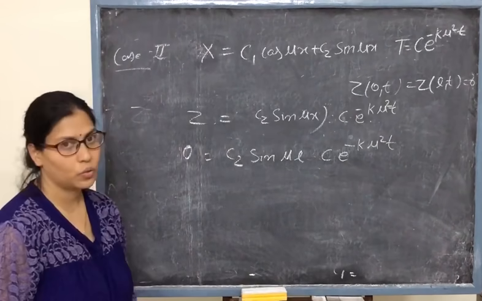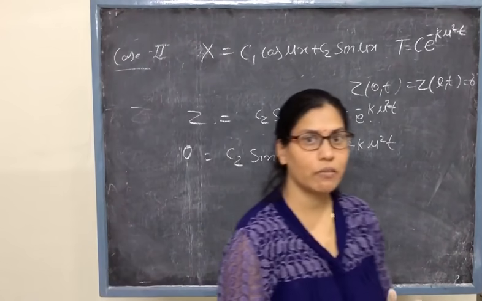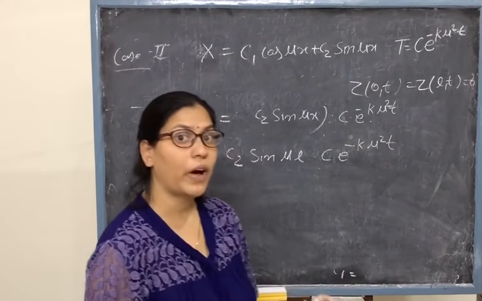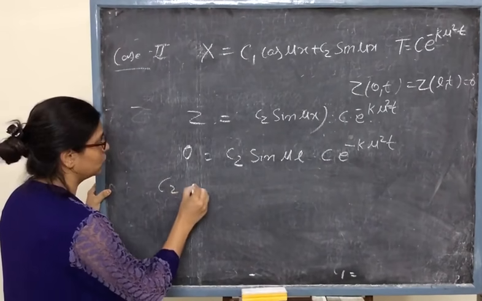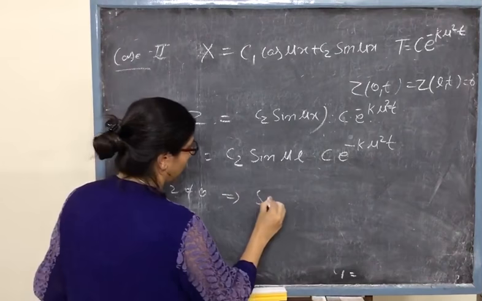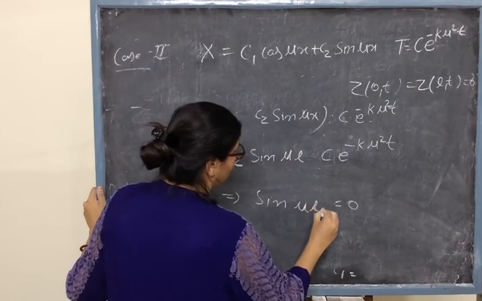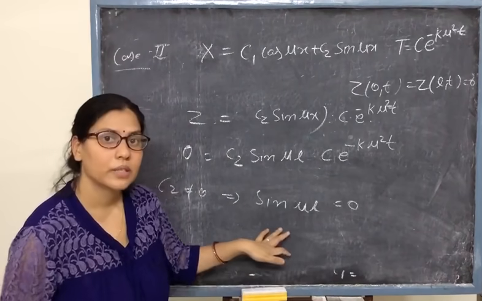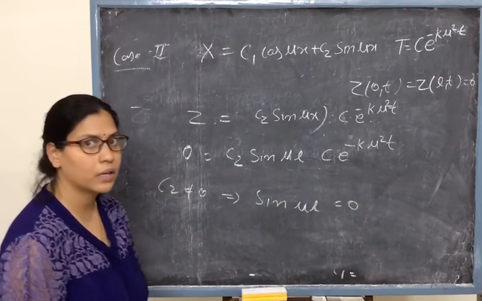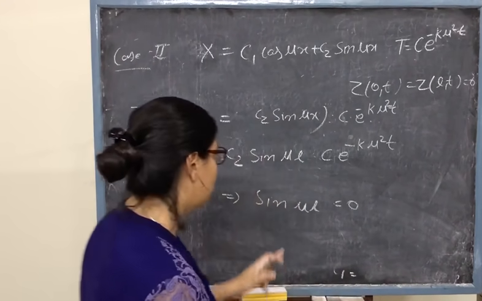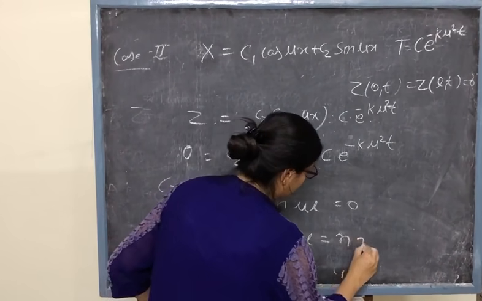Now here are two cases. If we take c2 equals to 0, then again z equals to 0, which is our trivial solution. We have to find a non-trivial solution. So we take here c2 is not equal to 0, which gives us sin of mu l equals to 0. So at which points does sin take the value 0? We know that sin of 0 equals to 0, sin pi equals to 0, sin 2 pi equals to 0. So we can say here mu l equals to 0 and mu l equals to n pi.